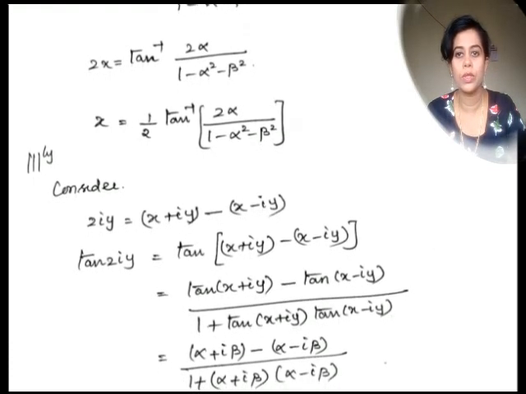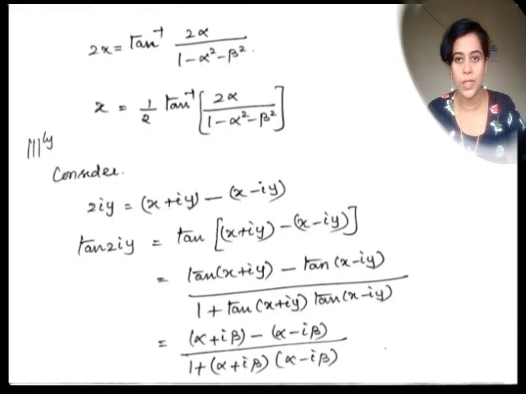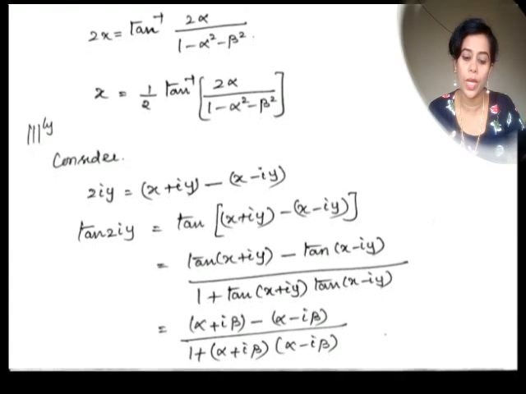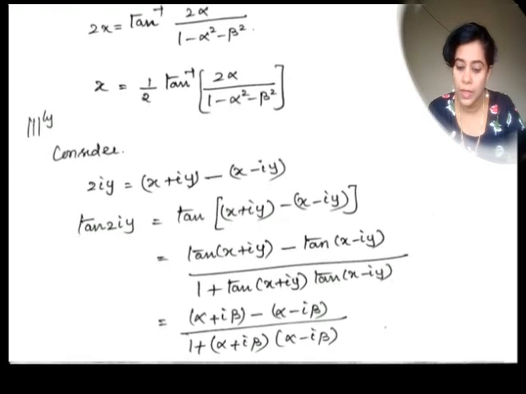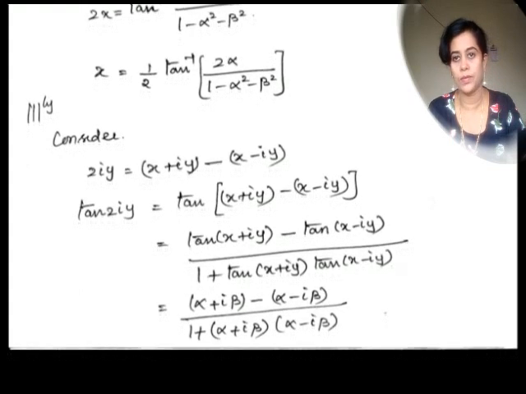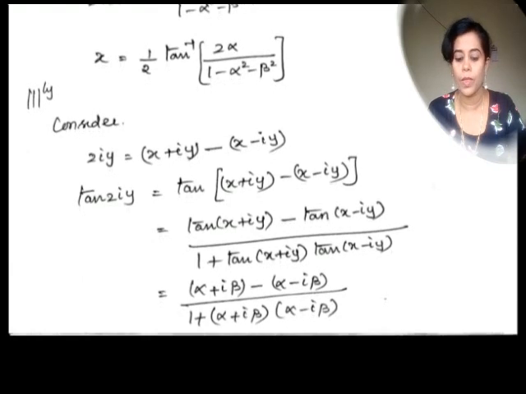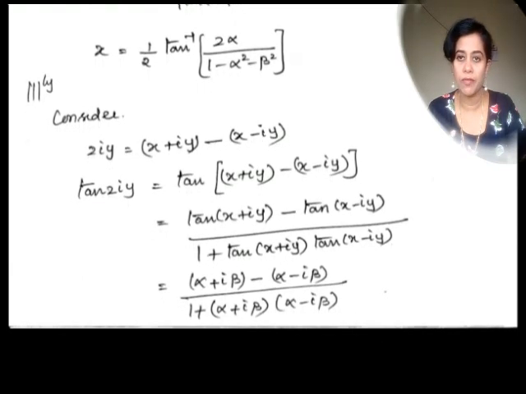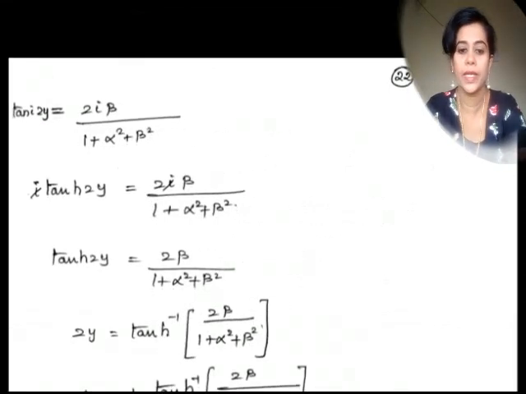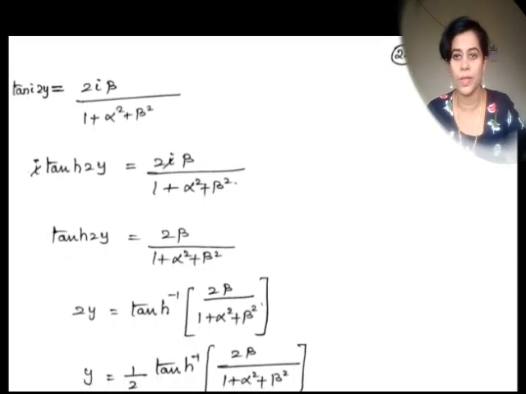Similarly, we have to go for the imaginary portion. Consider 2iy is equal to x plus iy minus x minus iy, and applying tan on both sides, tan 2iy is equal to tan of x plus iy minus x minus iy, and this will be of the form tan of a minus b. So tan of a minus b is equal to tan a minus tan b divided by 1 plus tan a tan b, which is equal to alpha plus iβ minus alpha minus iβ divided by, we are getting, tan i2y is equal to 2iβ divided by 1 plus alpha squared plus beta squared.